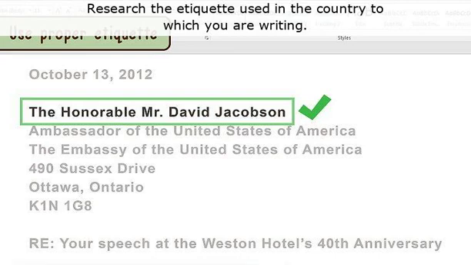Pay careful attention when writing to the ambassador specifically, as the title differs depending on whether you are a citizen of the country for which the individual is serving as an ambassador. If you are a citizen of the same country as the ambassador, you may address them as the Honorable. However, if you are a citizen of a different country, you typically must call them Her or His Excellency, following diplomatic custom. Make sure you have the correct gender. Don't just assume based on the name.